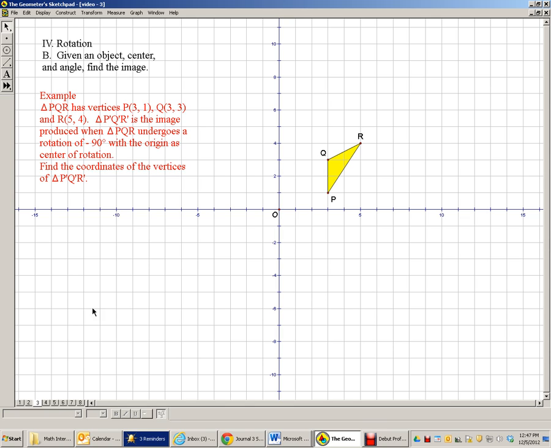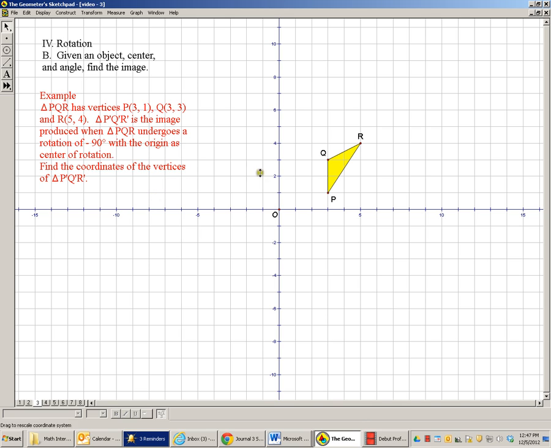So I'll do it with an example problem. Triangle PQR, which I have drawn over here, has vertices, etc. P prime, Q prime, R prime is the image produced when triangle PQR undergoes a rotation of -90 degrees with the origin as the center of rotation. Find the coordinates of the vertices of triangle P prime, Q prime, R prime.